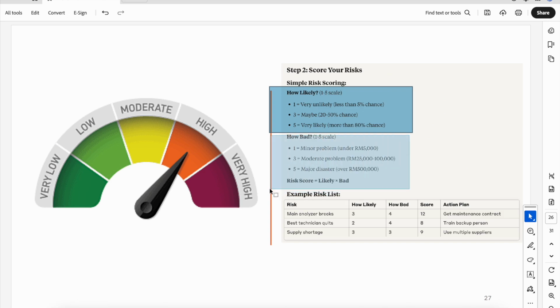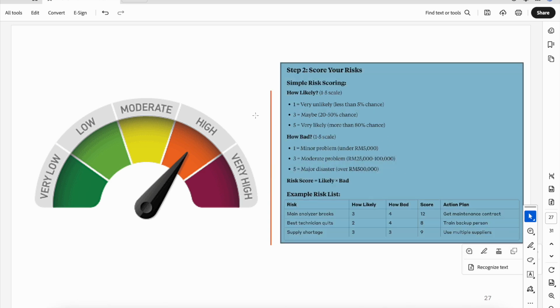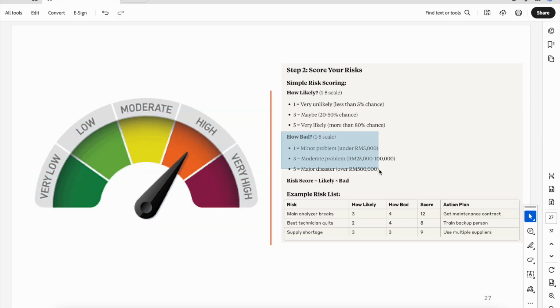Okay, how bad? 1 to 5 scale. 1 means minor problem, for example, under 5,000 ringgit impact. 3, moderate problem, for example, 25,000 to 100,000 ringgit impact. 5, major disaster, for example, over 500,000 ringgit impact. Okay, risk score is equal to likely times bad. These are some examples of risk assessment.